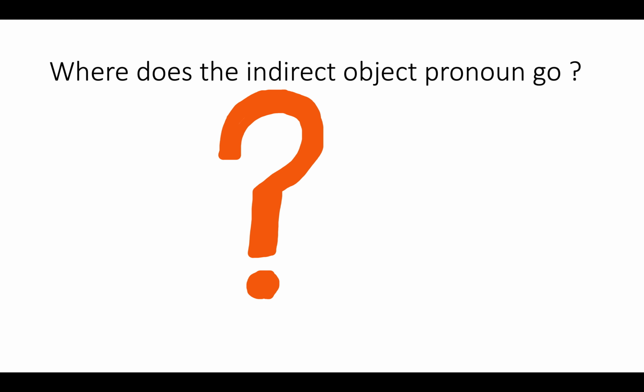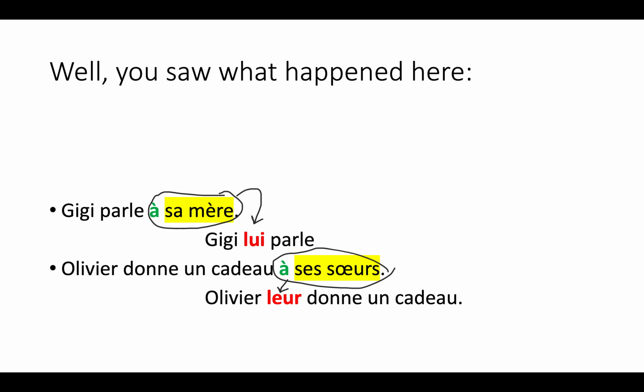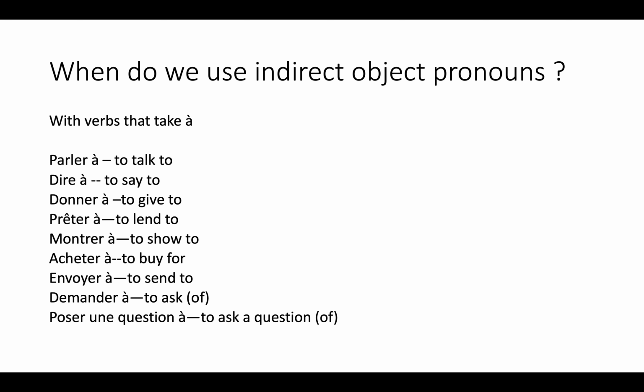So let's talk about where the indirect object pronouns go. So what did you see? What did you observe here? That the indirect object pronoun goes before the verb in French. It's not like that in English. And it's not always like that in Spanish. But in French, the indirect object pronoun always goes before the verb.